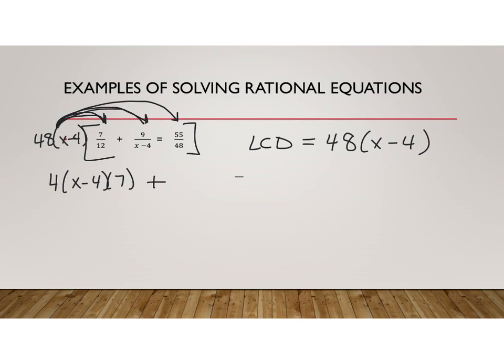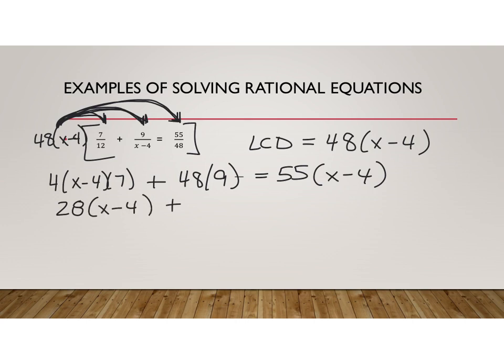As I do the second multiplication, you can see the x minus 4's would cancel, and I would have 48 times 9. And then as I distribute it here, you can see the 48's would cancel, and I would have 55 times x minus 4. So if you're able to do it without writing everything out, it's a little bit more efficient. So 4 times 7 is 28. 48 times 9, I believe, is 432. Distribute the 55. Distributing this 28, that's 112.